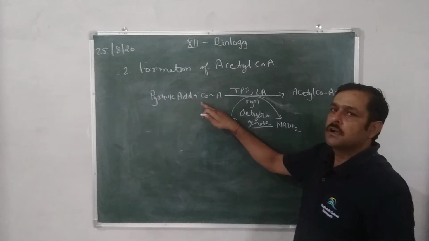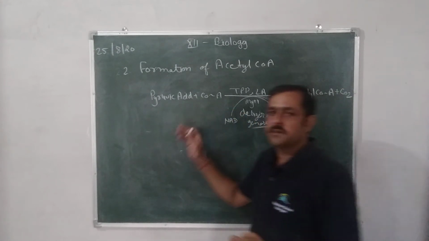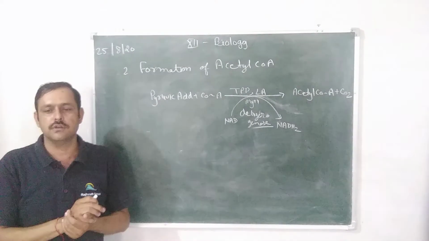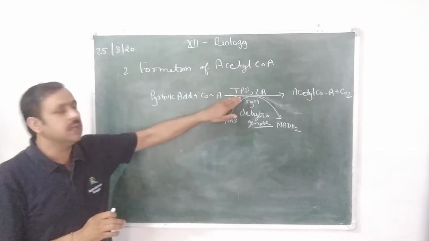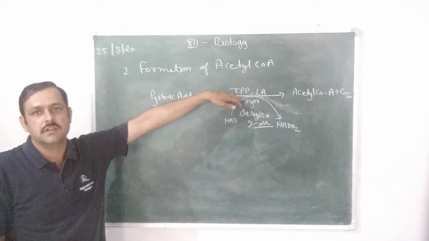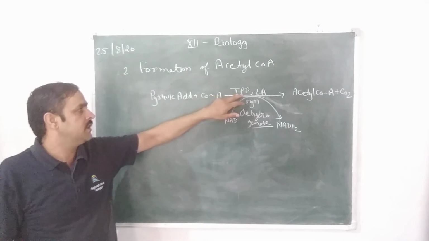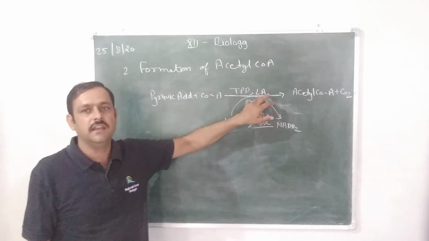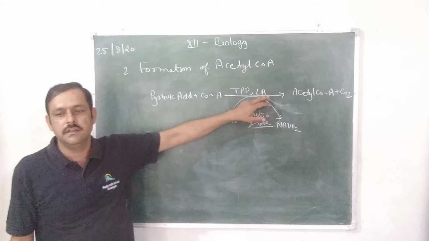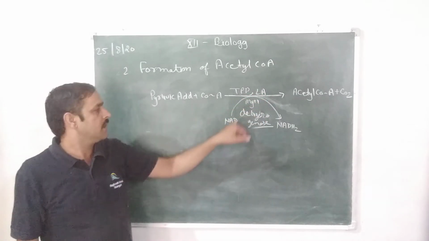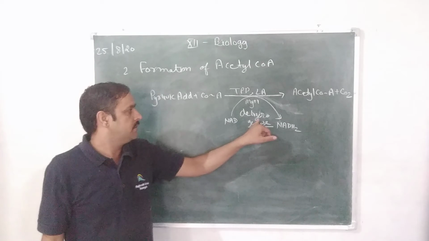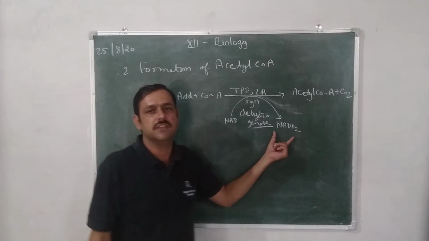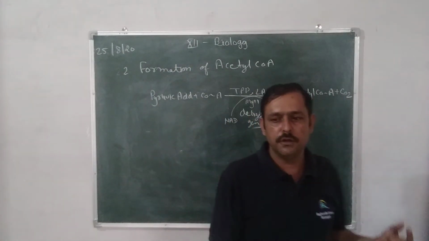Pyruvic acid combines with coenzyme A in the presence of dehydrogenase, and five other factors also come here, like TPP. What is the full form of TPP? Thiamine pyrophosphate. Then lipoic acid and magnesium ion and NAD and dehydrogenase enzyme. NAD converts into NADH2, and NADH2 is the energy-binding molecule.